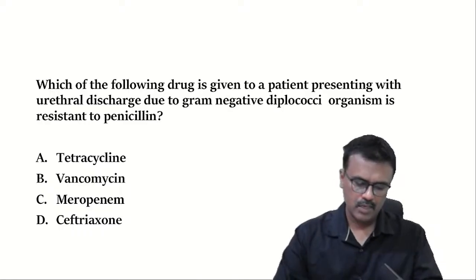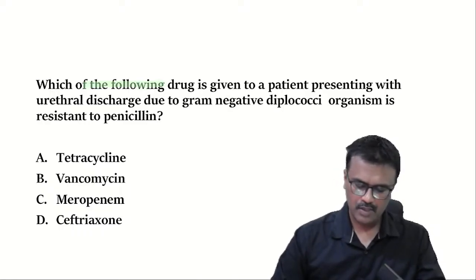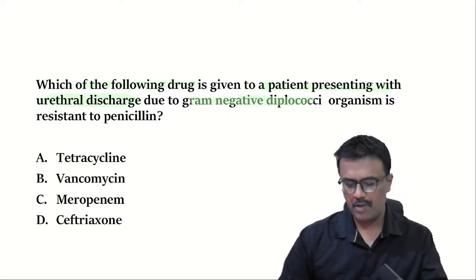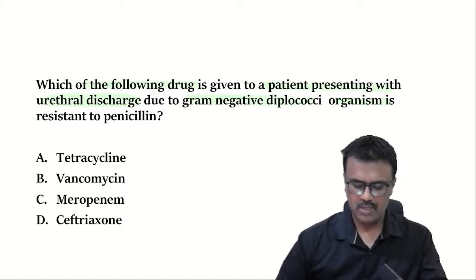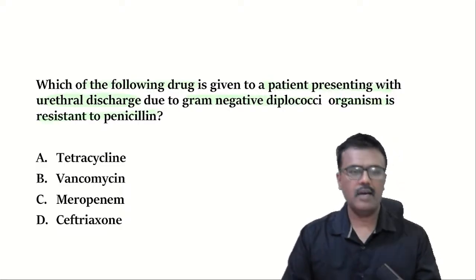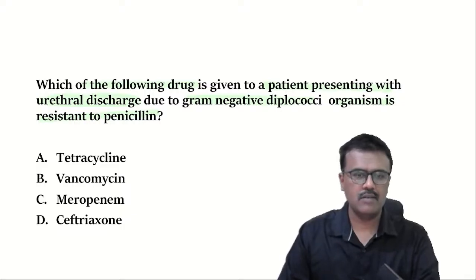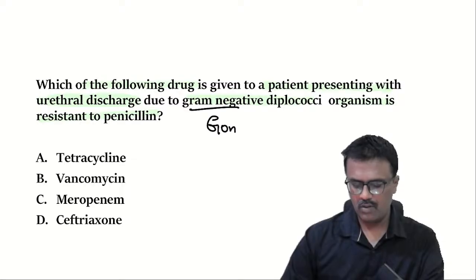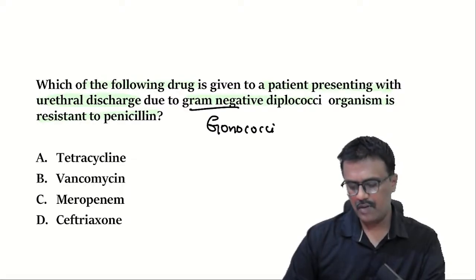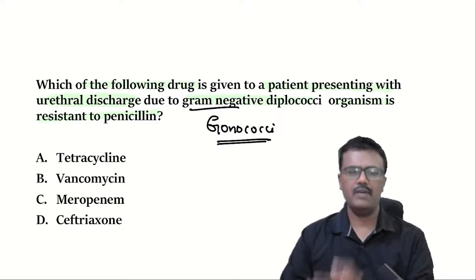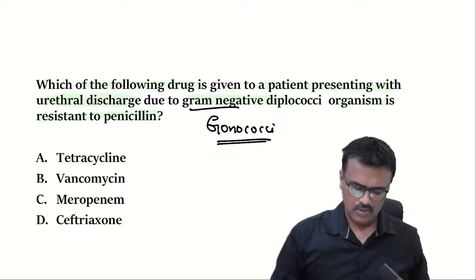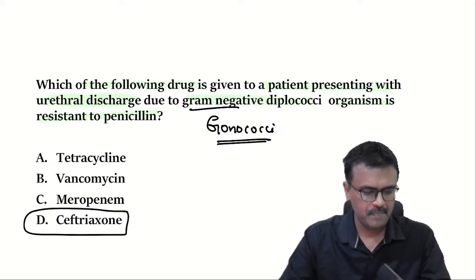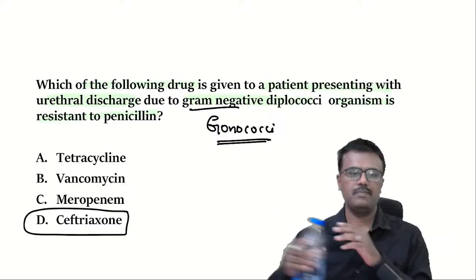Now let us move on to the next MCQ. Which of the following drugs is given to a patient presenting with urethral discharge due to gram-negative diplococci, and the organism is resistant to penicillin? I think it's an INICET question. Just now they have asked. Tell me, what is the gram-negative diplococci? It is gonorrhea. And nowadays they have become resistant to penicillin. Not nowadays, from previous days only. So the drug of choice will be ceftriaxone.